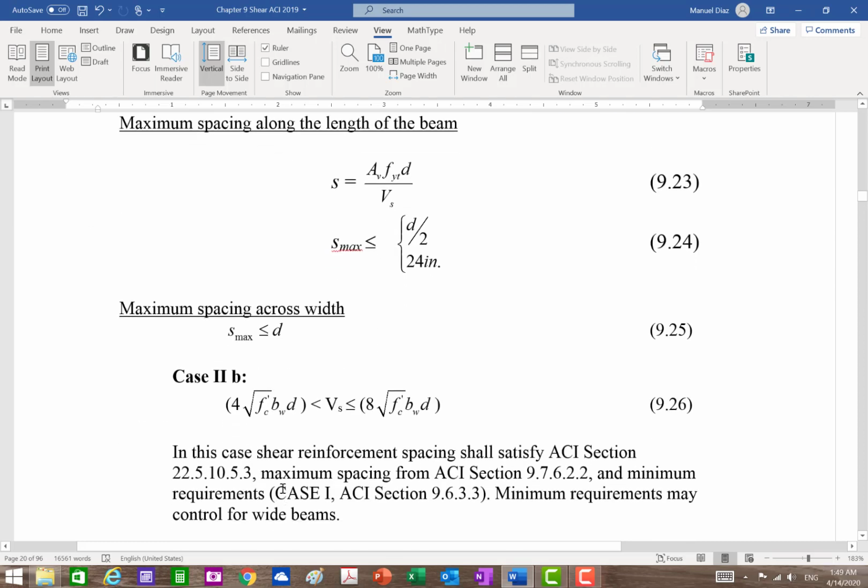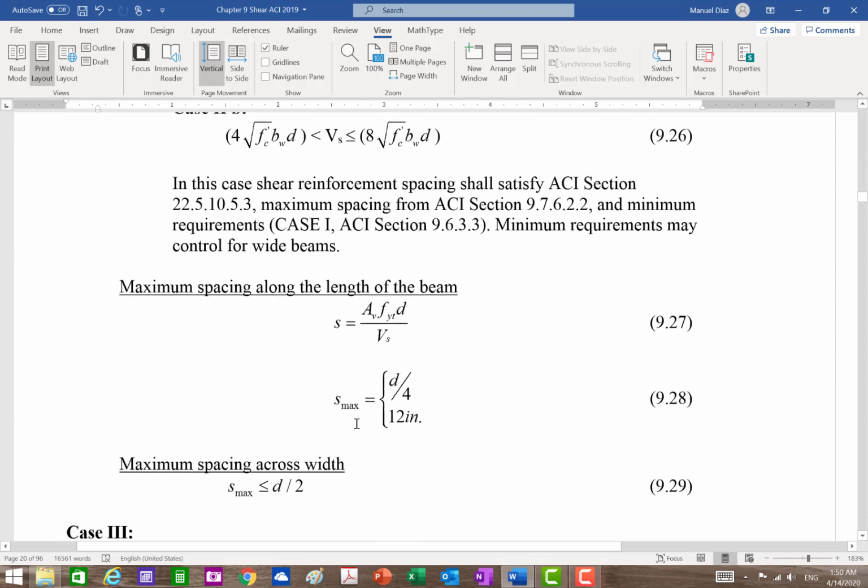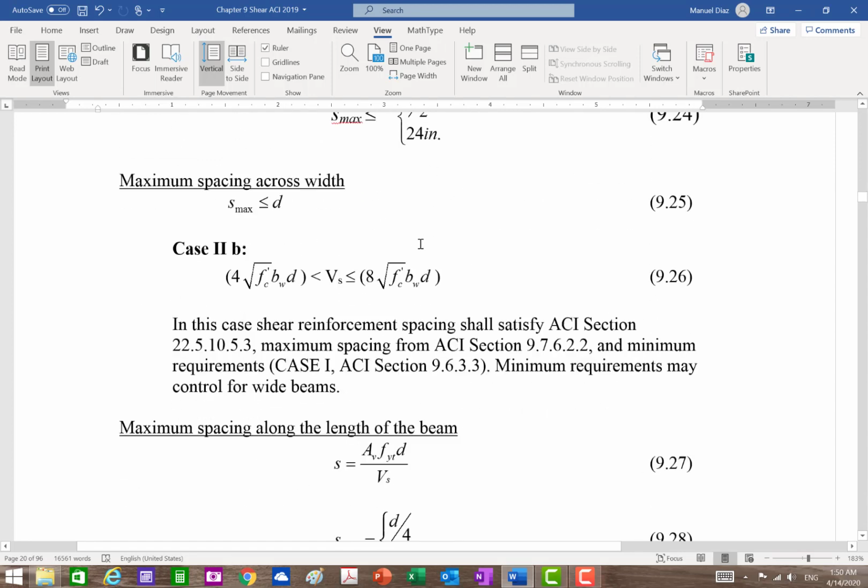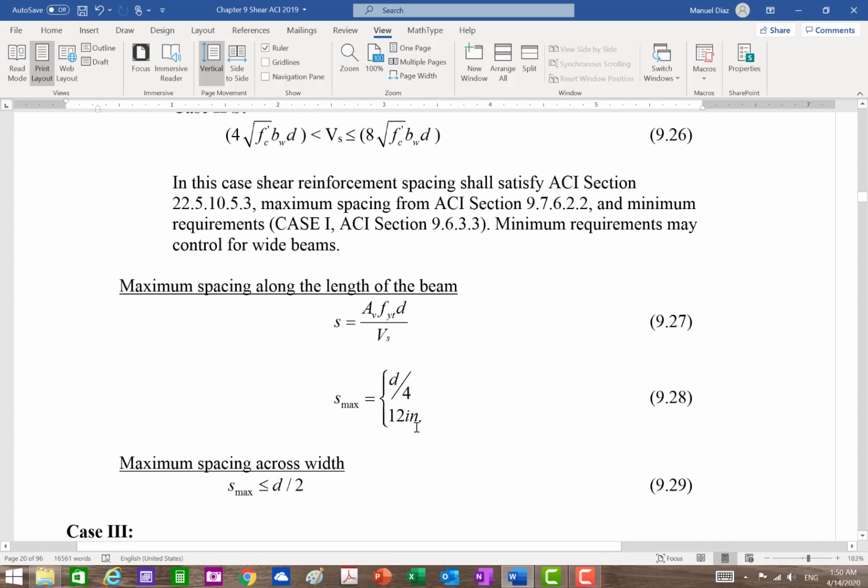Okay. This one is the case where you are between the 4 and the 8. Remember, we did that to check your capacity. So between the 4 and the 8, everything goes to halves. So now it's half of what you got here. So d over 4, 12 inches, and this becomes d over 2. You still have to find your s. So again, if this value is less than the maximum, you use this one. If this value is greater than the maximum, you use the maximum. And this is now across.